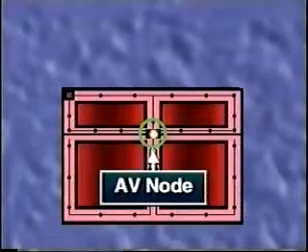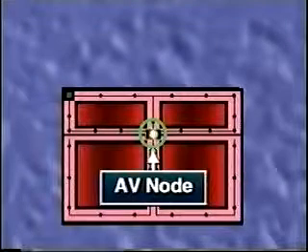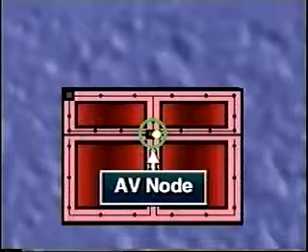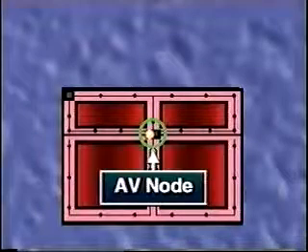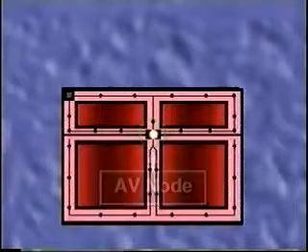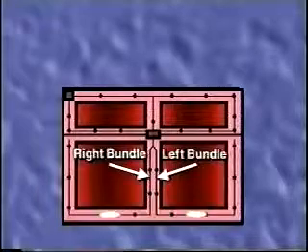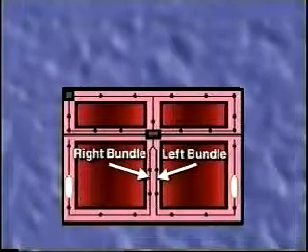The electrical activity from the top chambers of the heart comes together at the AV node, where it is slowed down considerably to allow the top two chambers adequate time to pump the blood into the bottom two chambers. Once the electrical impulse passes through the AV node, it accelerates rapidly down two very special electrical tracts called the left and right bundles. This electrical activity stimulates the bottom two chambers to contract, forcing blood out of the heart into the lungs and to the body.